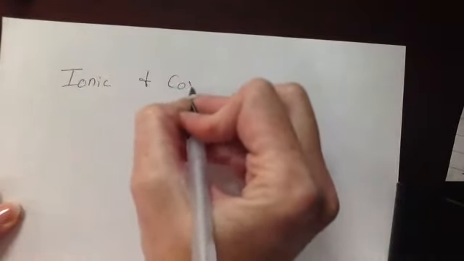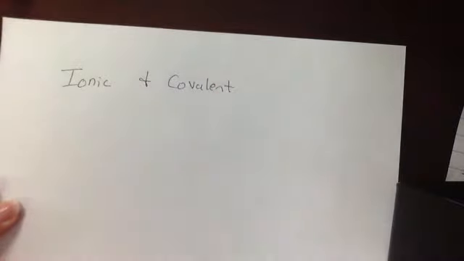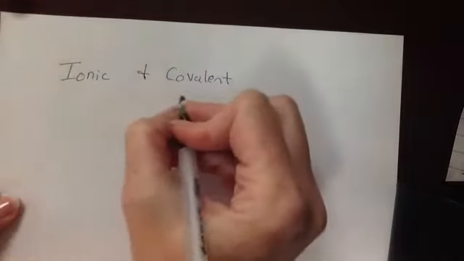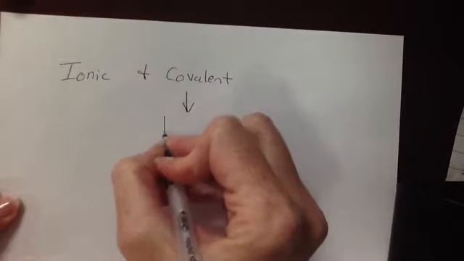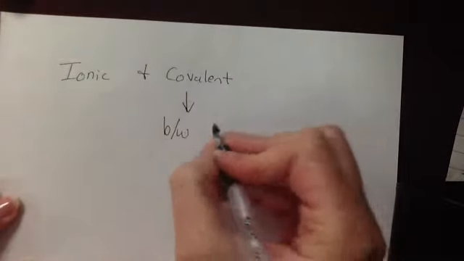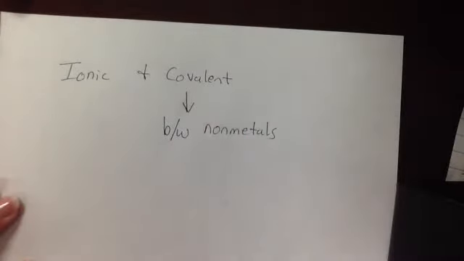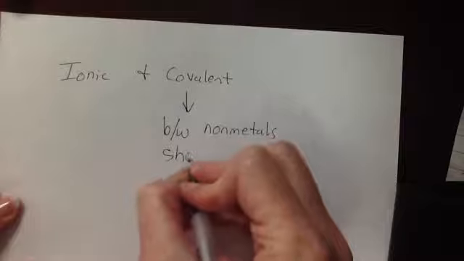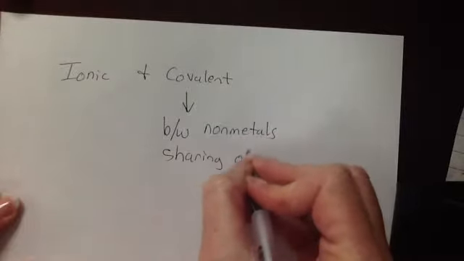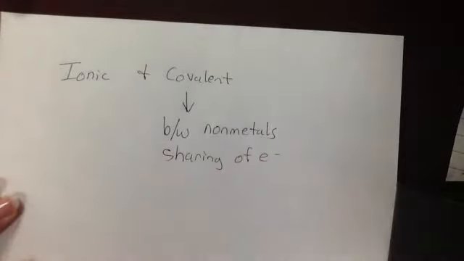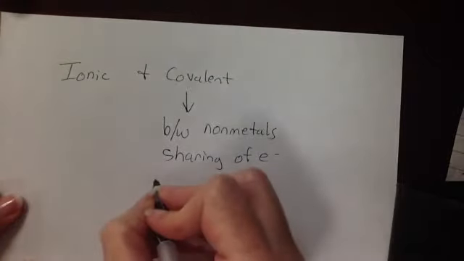This will be a review of our basic nomenclature. Compounds, we have two types of compounds. We have ionic and we have covalent. I'll start with covalent. Covalent is between nonmetals. Okay, they are the sharing of electrons.